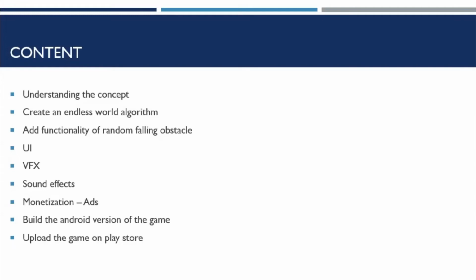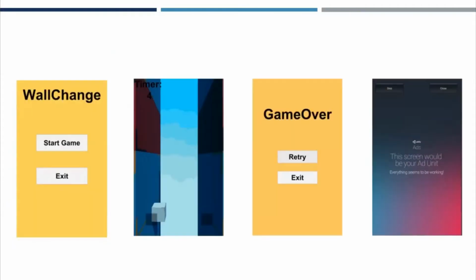Once you have gone through all of the videos of this section, and you just follow the tutorial, then you would be creating a game which is going to look like this. This is what it is going to be. This is the main menu. This is going to be your actual game. This is the game over menu, and this is how the ad is going to be displayed over the screen.